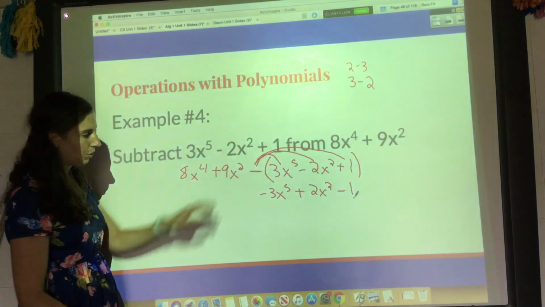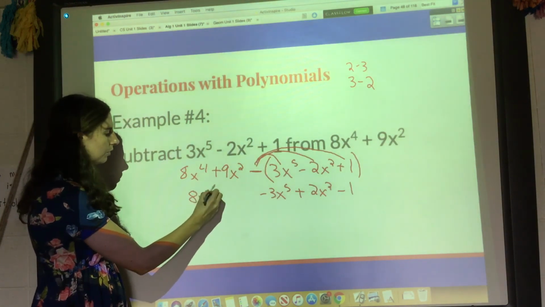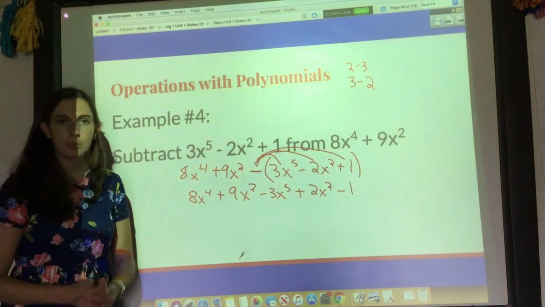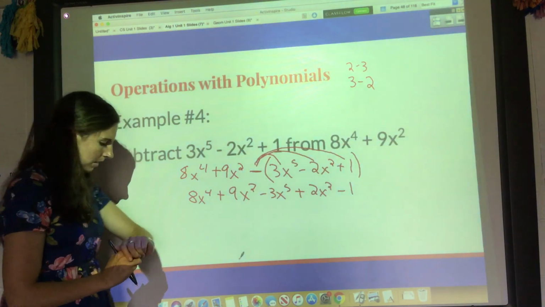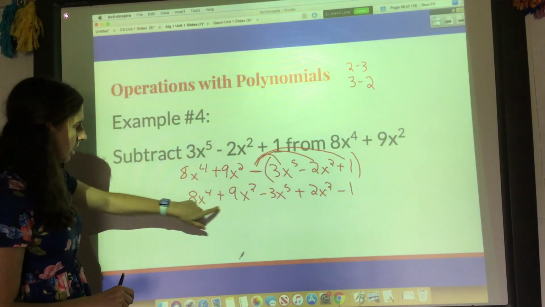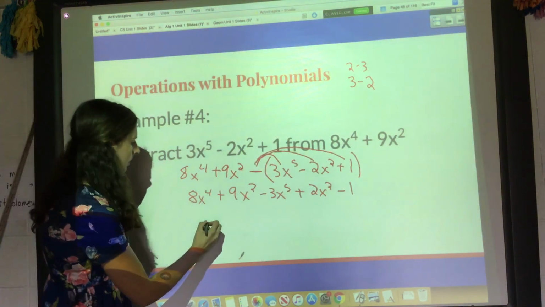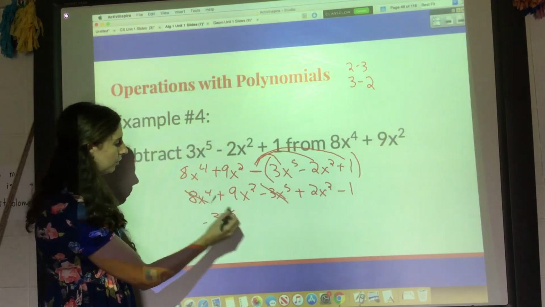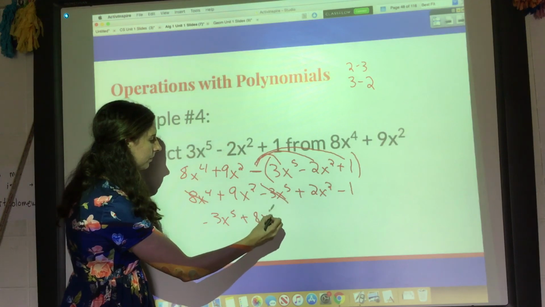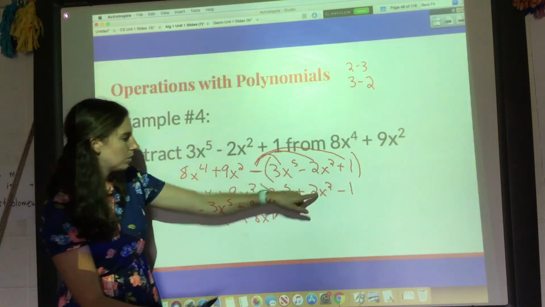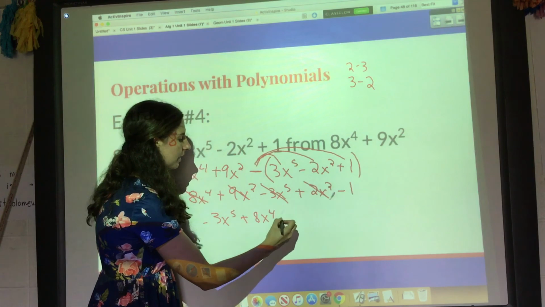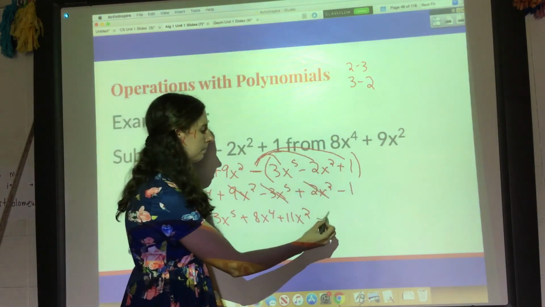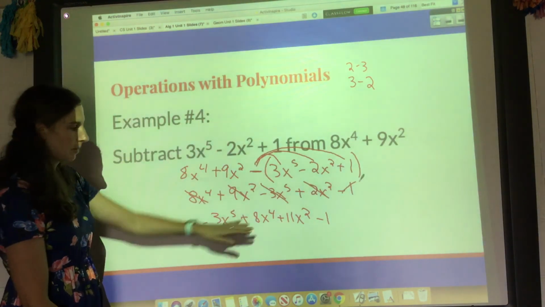All of that gets added to this original stuff, 8x to the 4th plus 9x squared. And now, like before, just combine like terms. So, I'll start with the 5th. -3x to the 5th is by itself. 8x to the 4th is by itself. I've got 9 plus 2x squared, so that's 11x squared. -1. That's my final answer.